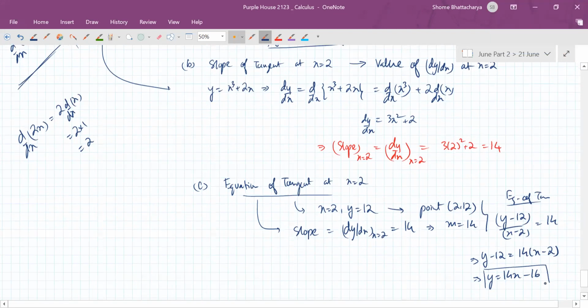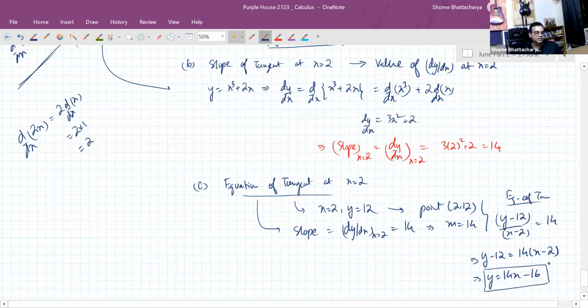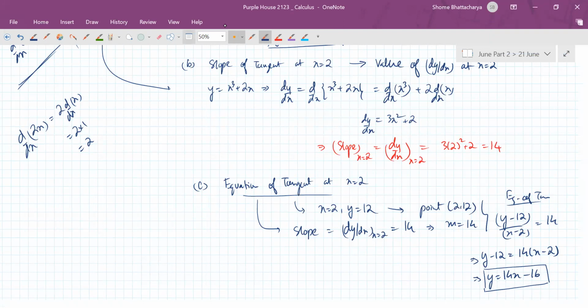So, sir, 16 from where you have written? Beta, complete the algebra. Just take that 14 into 2 is minus, 14 into 2 is minus 28. Simple bit of solving. Okay.